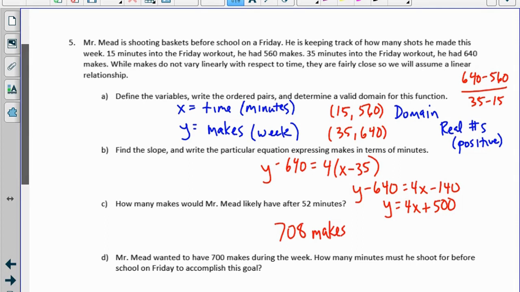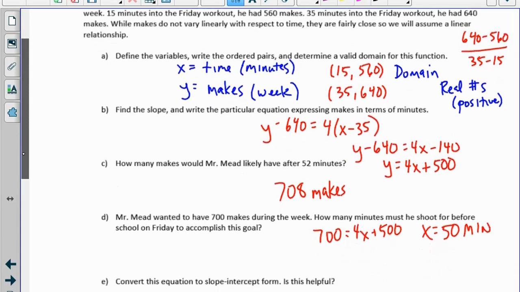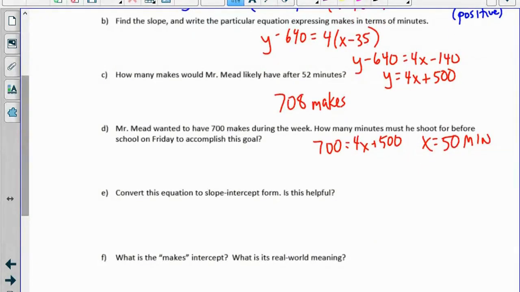Mr. Mead wanted to have 700 makes. This is substituting 700 in for y. So then I solve this and I get x equals 50 minutes. So that means that Mr. Mead only has to shoot for 50 minutes in the morning to accomplish the goal.